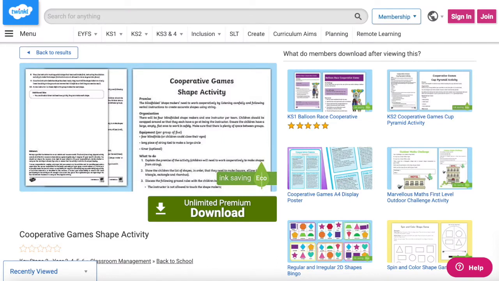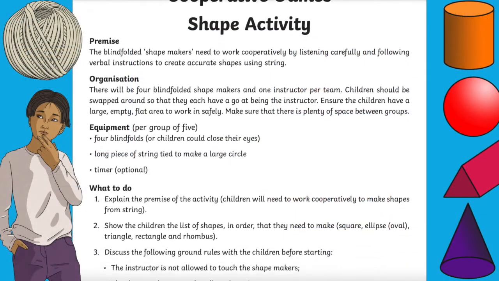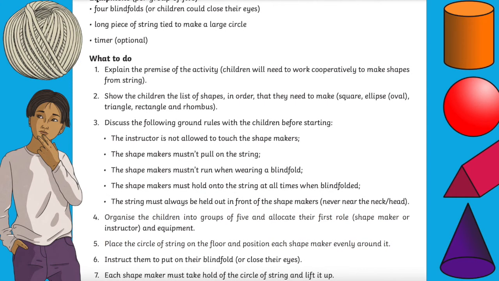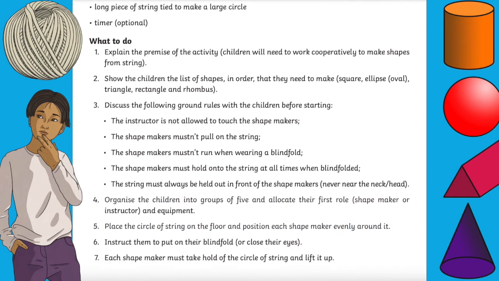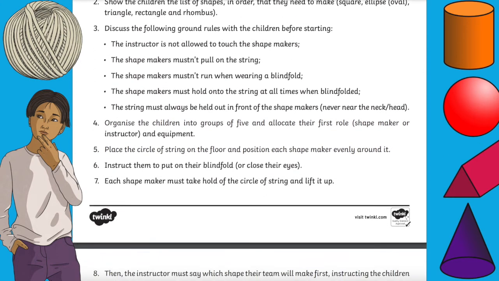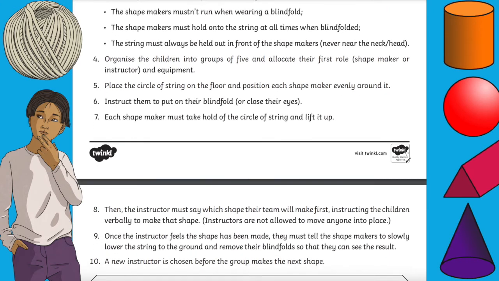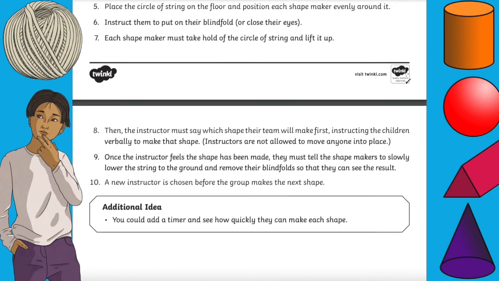Finally, the Cooperative Game Shapes activity is a fantastic way to end your maths lesson on shapes. Not only is this based around shapes, this is a great speaking and listening task. Children take it in turns to give their teammates clear instructions to produce shapes with string. This task focuses on resilience, teamwork and communication. A great way to encourage your children with learning about shapes.